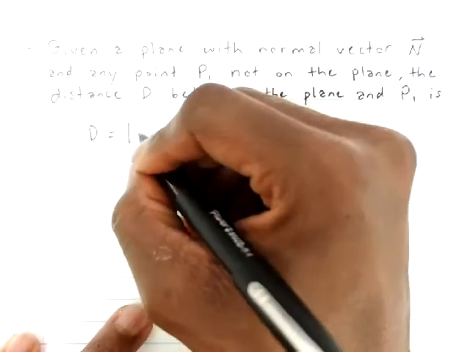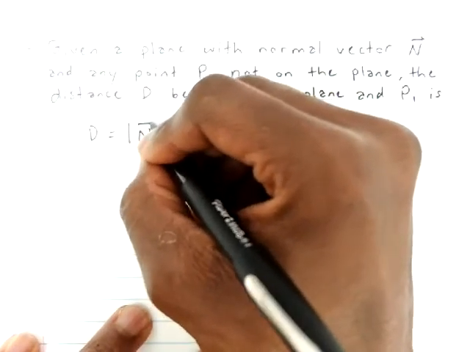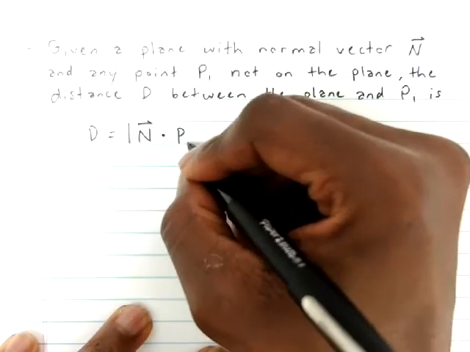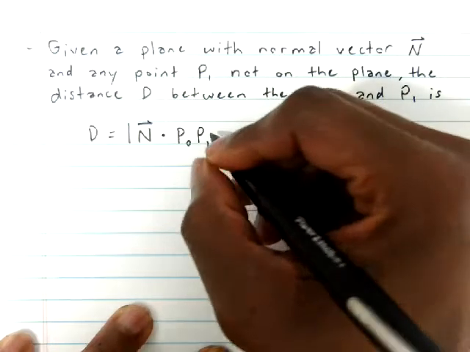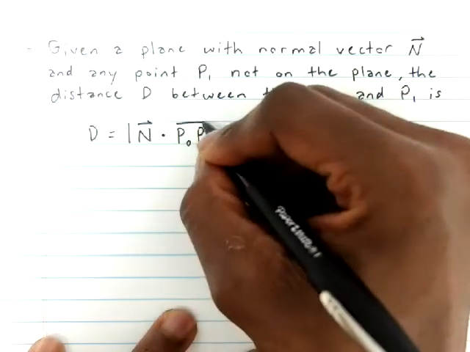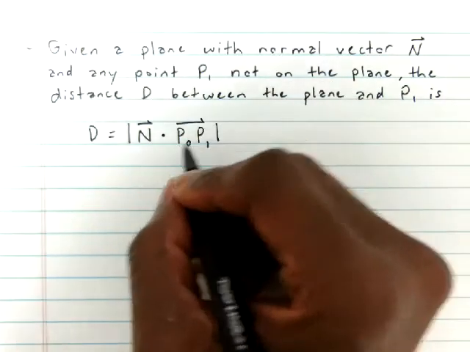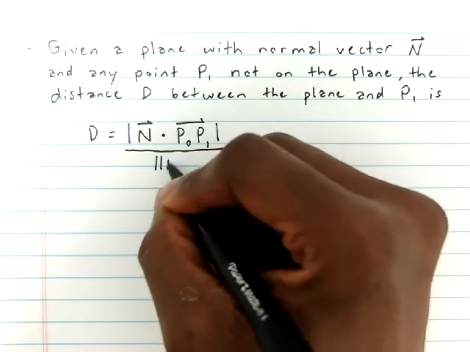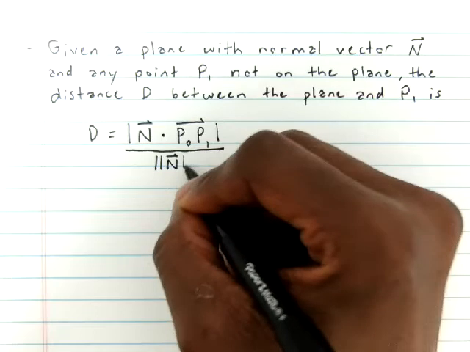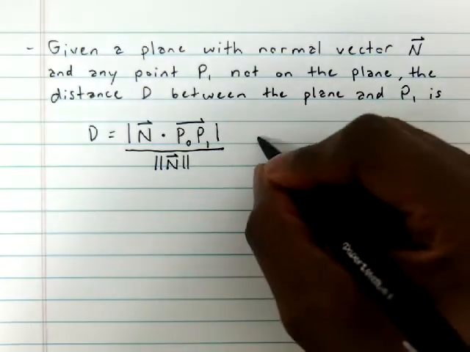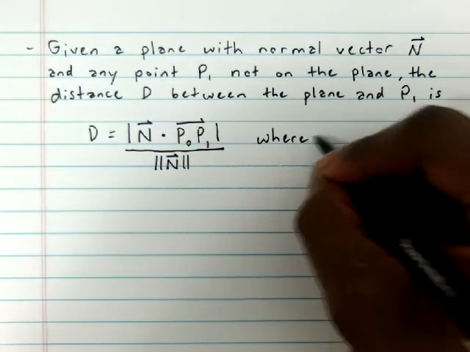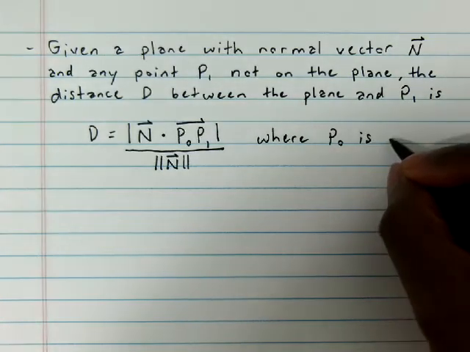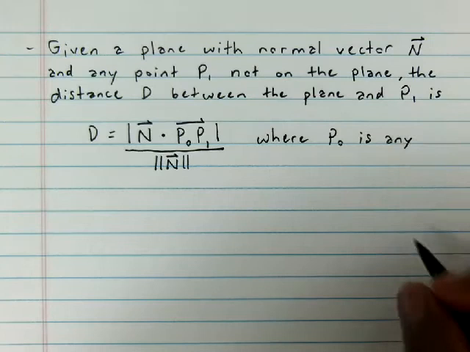capital D equals the absolute value of n dotted with the vector P naught to P1, divided by the magnitude of n, where P naught is any point on the plane.